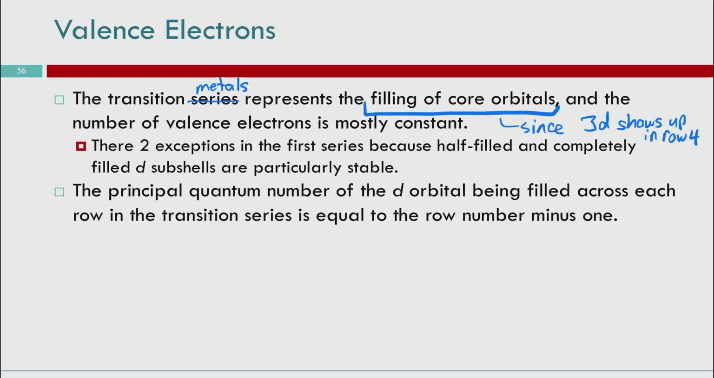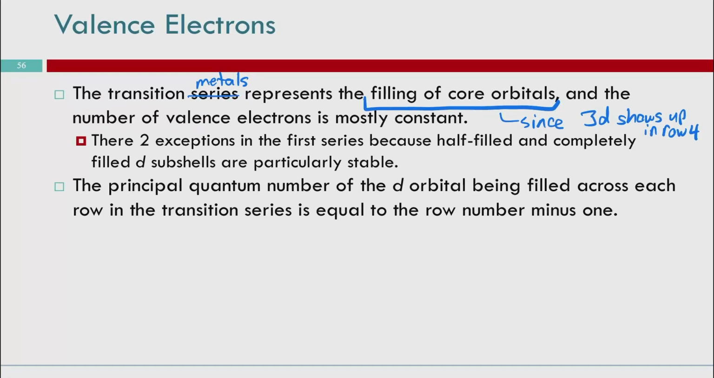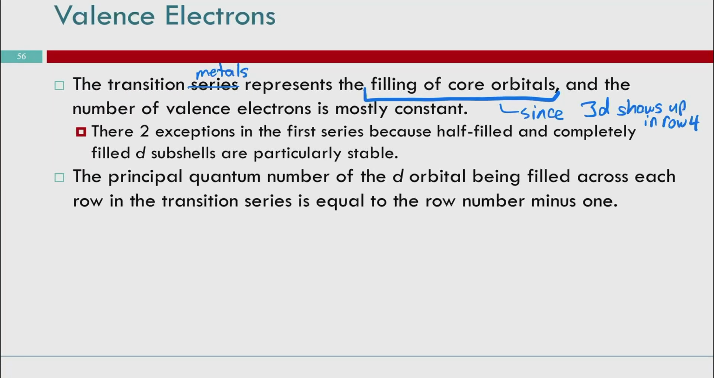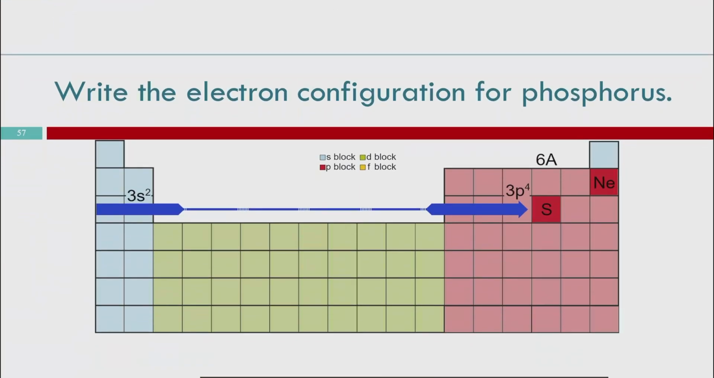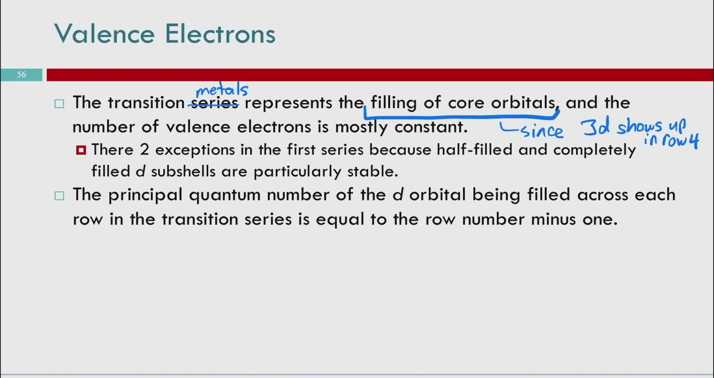And we have a couple of exceptions. There's two weird ones in our periodic table that might be helpful to know. Okay, so let's look at what those two weird exceptions are.